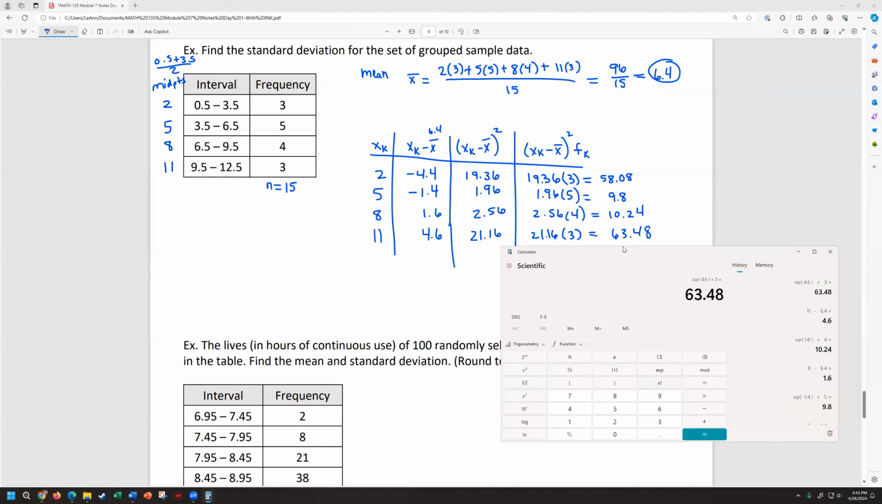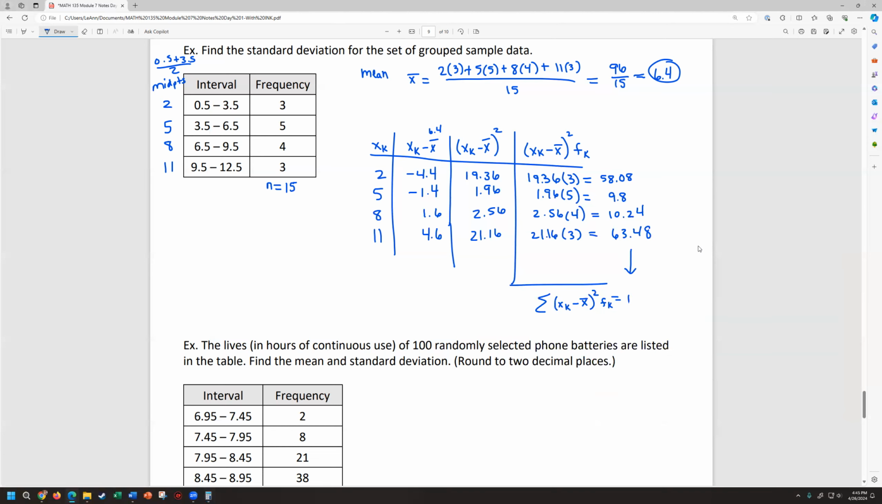Now remember, this isn't the standard deviation. This is just the numerator of the formula for the standard deviation. So 63.48 plus 10.24 plus 9.8 plus 58.08. That gives me 141.6. Now go find my standard deviation.